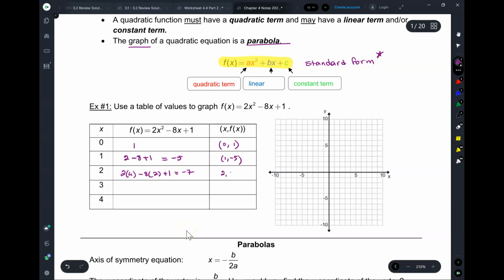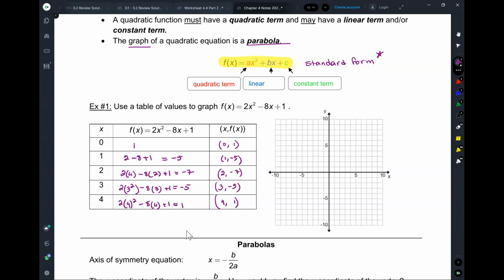So that will be 2 comma negative 7. And then here, 2 times 3 squared minus 8 times 3 plus 1 is negative 5. And then when I plug in the 4, I get 1. Four comma 1. Okay. Do you guys notice a pattern?